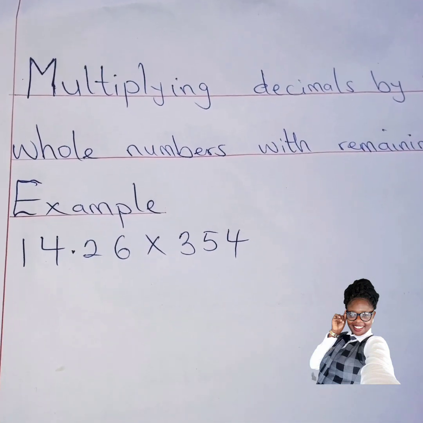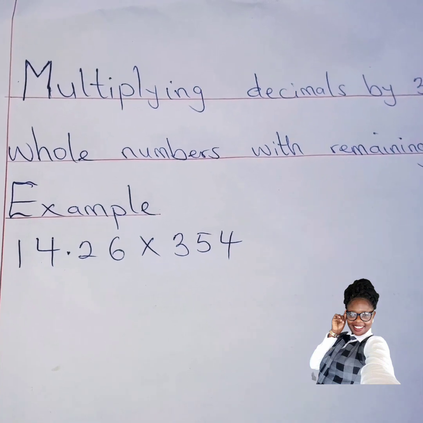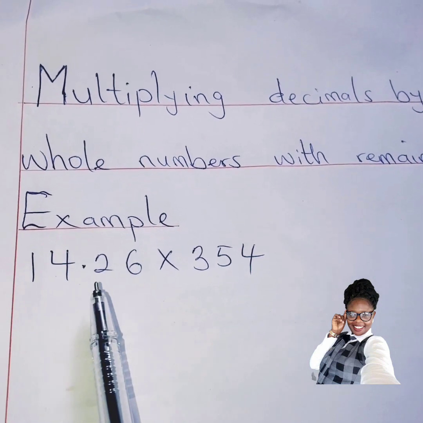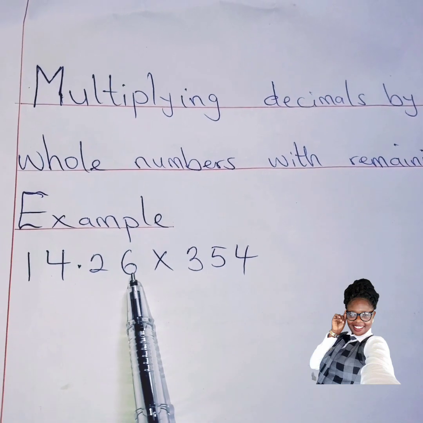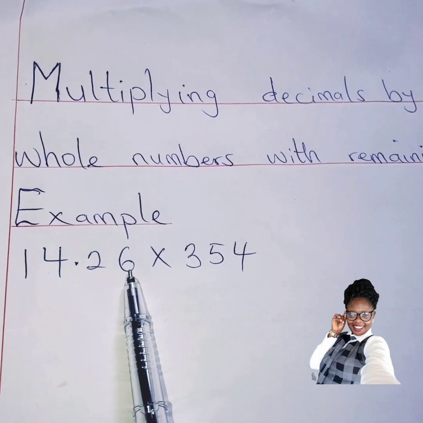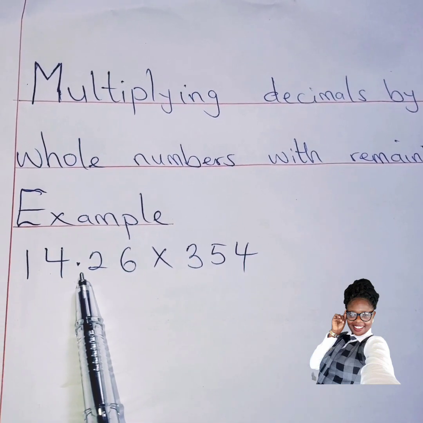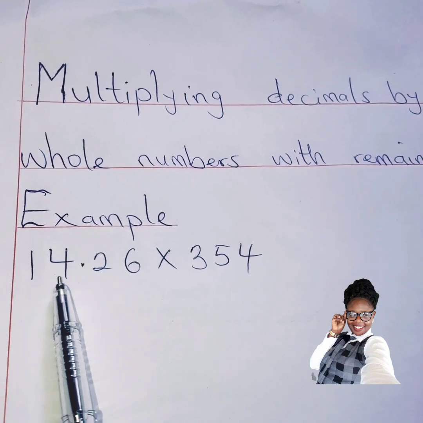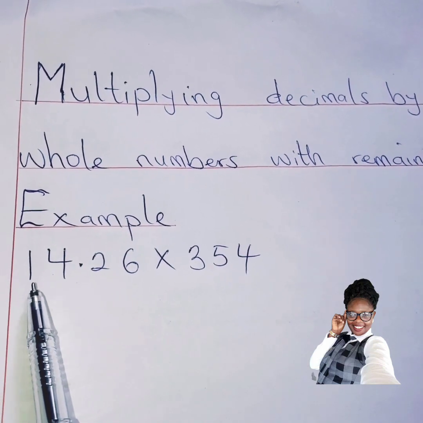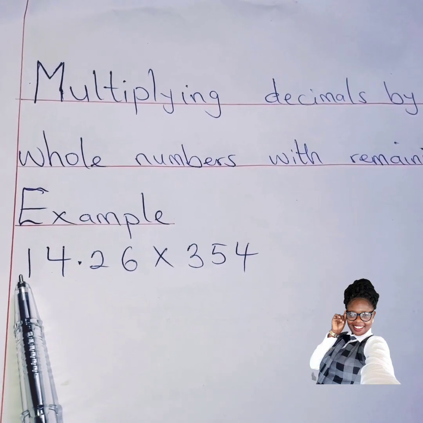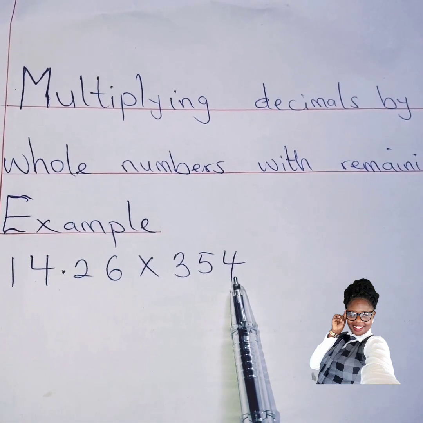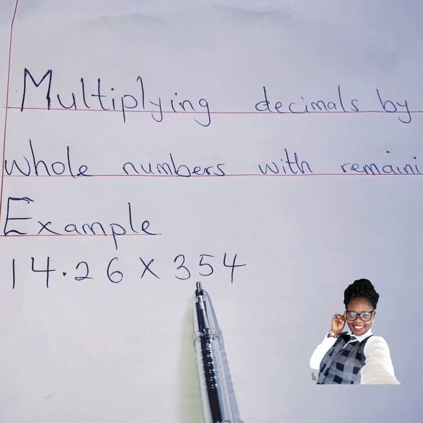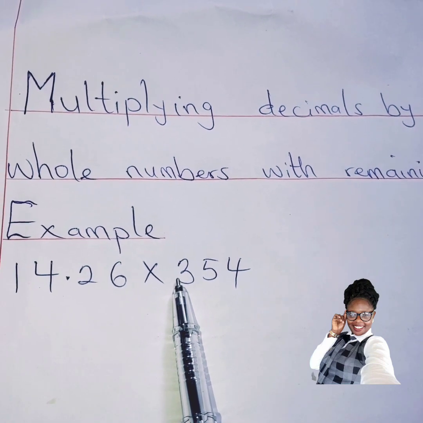A decimal number is a number that begins with a decimal point. For example, 0.26 is a decimal number because it begins with a decimal point. This 14 is a whole number because it does not begin with a decimal point. So also this 354 is a whole number because it does not begin with a decimal point.